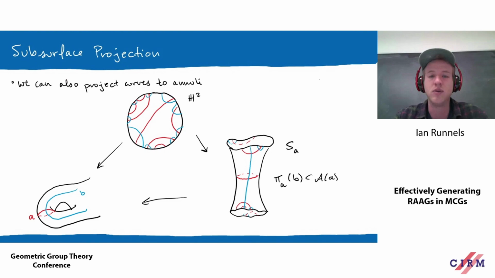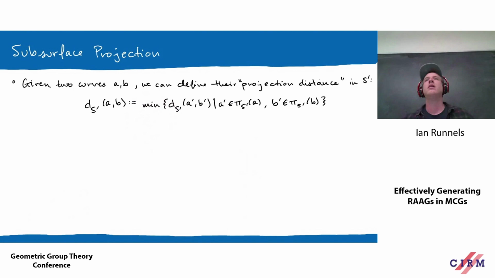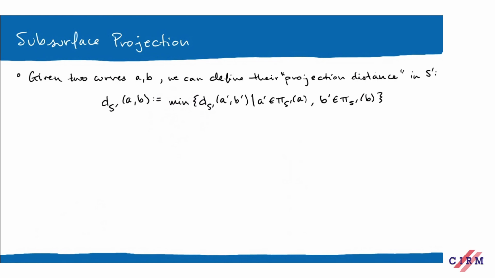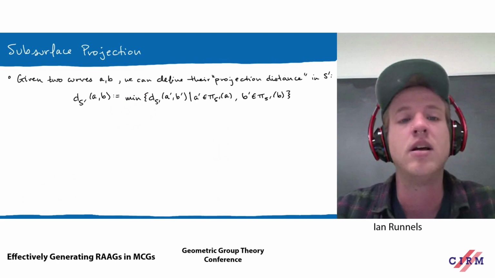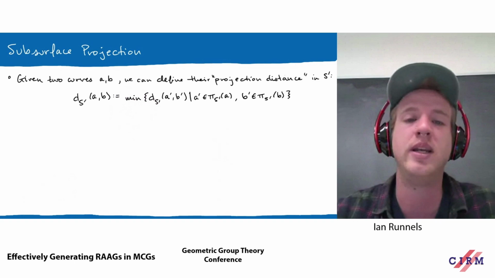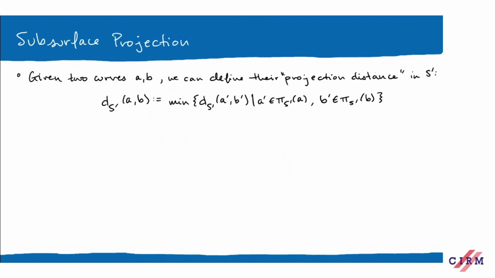So you have to be a little bit careful with annuli. Now that we can project curves to subsurfaces, we can look at how close or far apart curves are in these subsurfaces by defining their projection distance. So given any two curves, A and B, I project them to my subsurface, and I look at the minimum distance between anything I get via this projection construction and define that to be their distance in the subsurface.